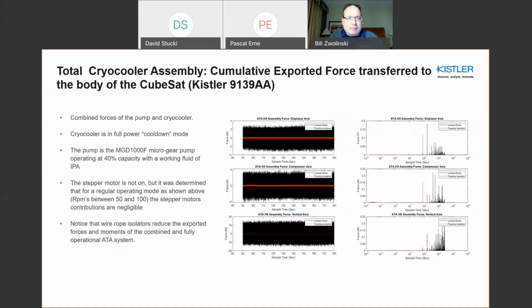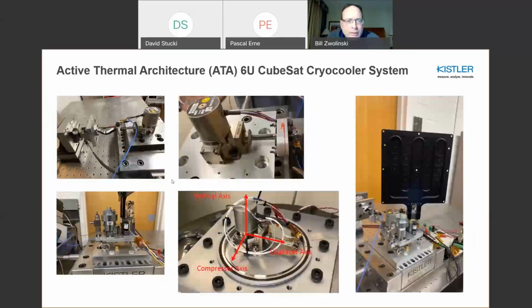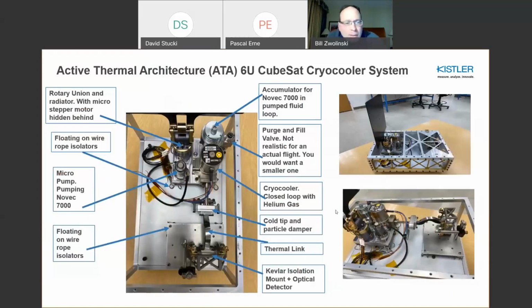What I want to show here are just some examples. There are quite a few plots and quite a bit of data taken, so I'm going to focus mainly on the final results with full assemblies. Like I said, we found that the pump and the cryocooler were the noisiest contributors to exported force and torque. I also wanted to show the wire rope isolators. They're hard to see, but they're right underneath each assembly and also the detector assembly.